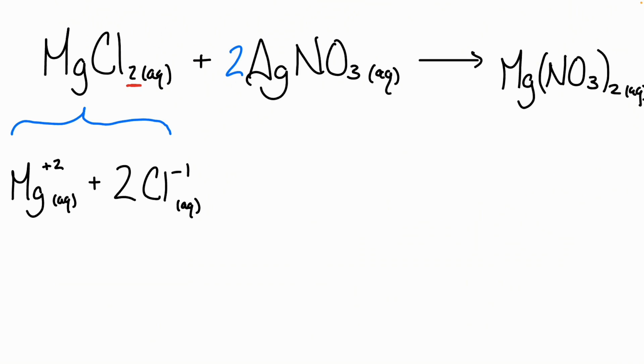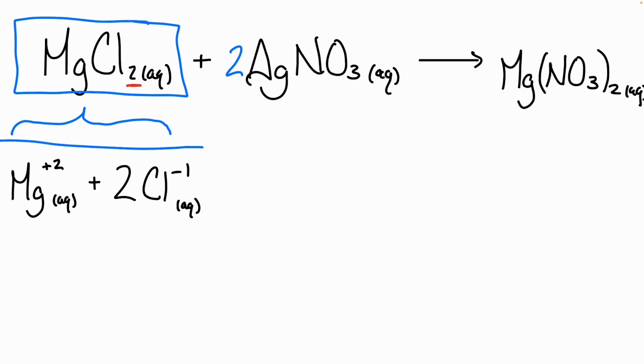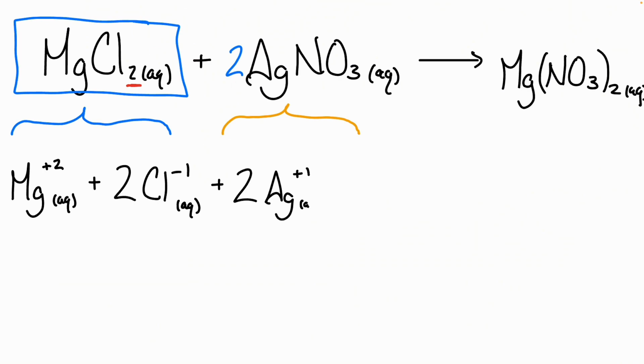All right, so magnesium chloride, AQ, is going to become magnesium ion plus 2 chloride ions. It's aqueous up top, so they're going to stay aqueous down here. I'm going to do the same thing to my silver nitrate. Since my chemical equation was balanced here, it says that I have 2 silver nitrates. So that means there are 2 silver ions and 2 nitrate ions.